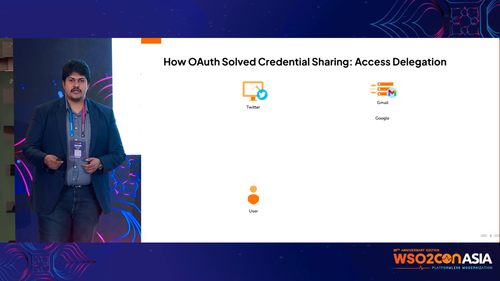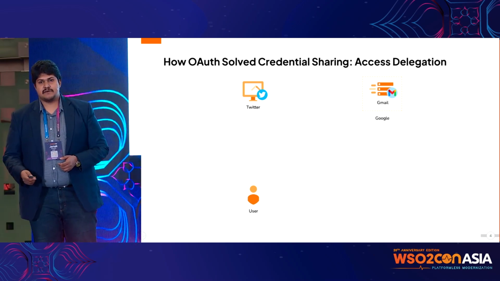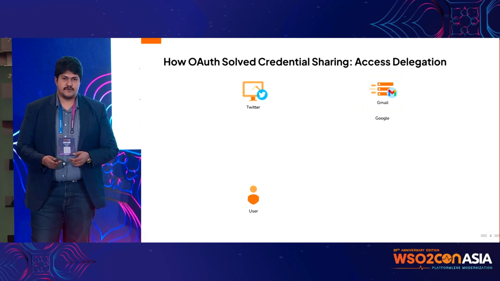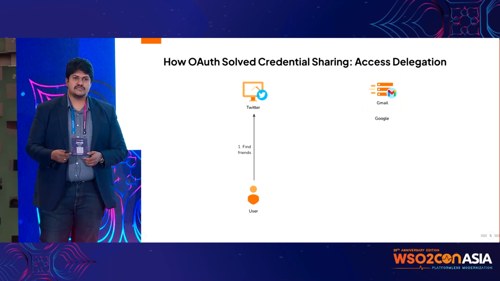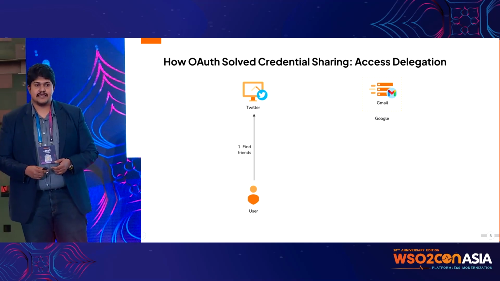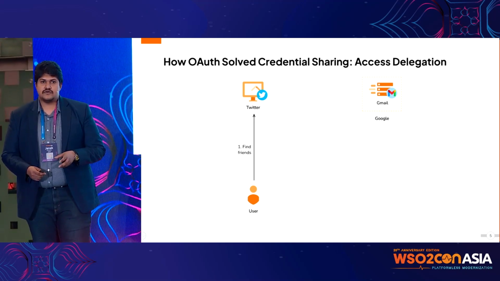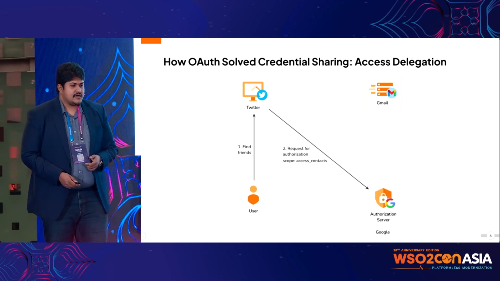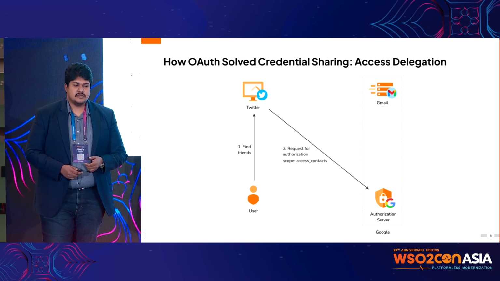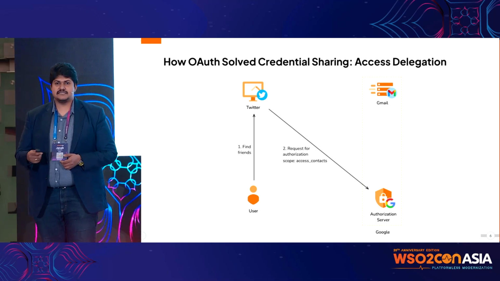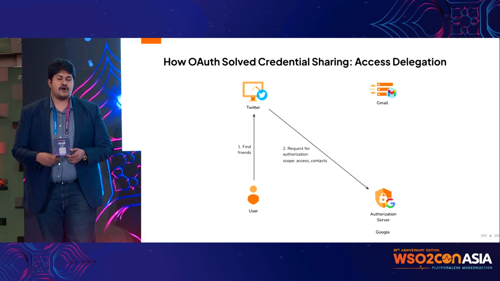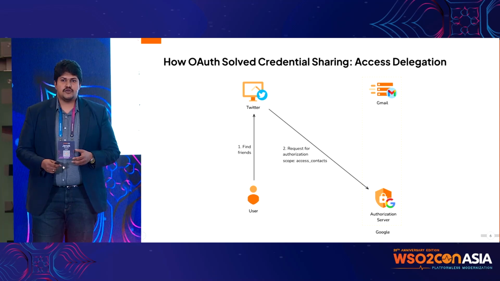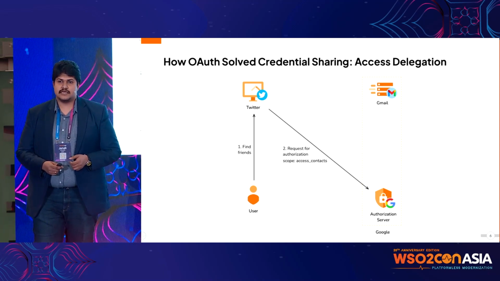Say you are a user of Twitter, and Twitter has this capability to connect to your Google contacts. Now there's a user who's already logged into Twitter, and the user finds this find friends capability and clicks on it. Right now, Twitter will not ask you for your username and password of Google. Instead, the user will be redirected to Google's authorization server. What happens is Twitter is now creating an authorization request to Google. And when you do this authorization request, you need to say what you are requesting this authorization for.